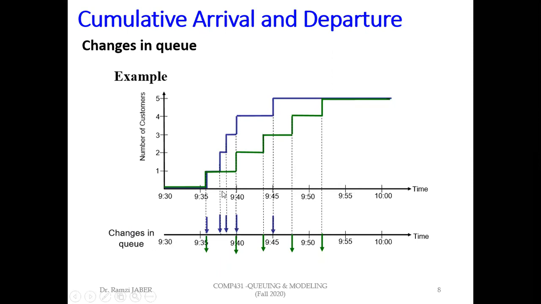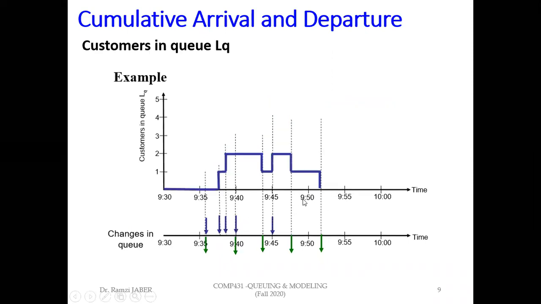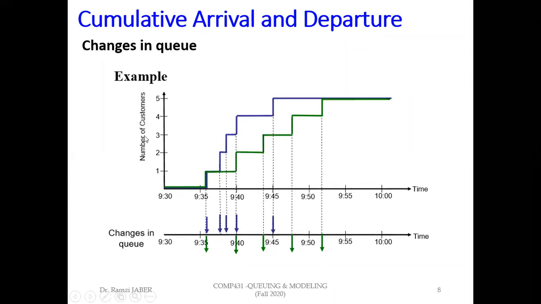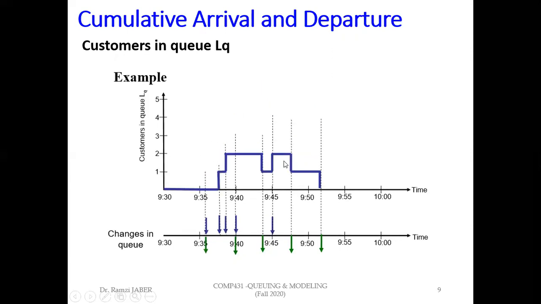At time 37, another customer arrives. At time 38, another customer arrives. At time 40, the first customer arrives and the second exits from the queue. And so on. From this, we conclude that. So this graph is for customers in the queue. Before, it was the number of customers in general in the system. Here, only in the queue, waiting in the queuing.